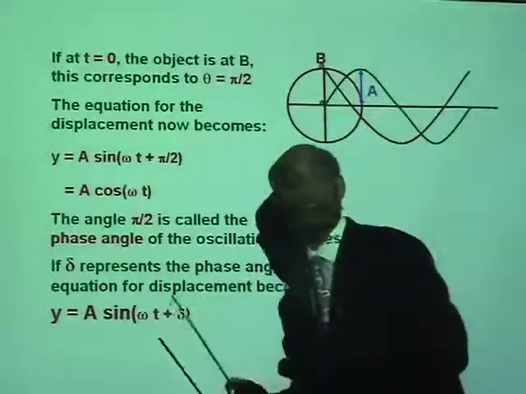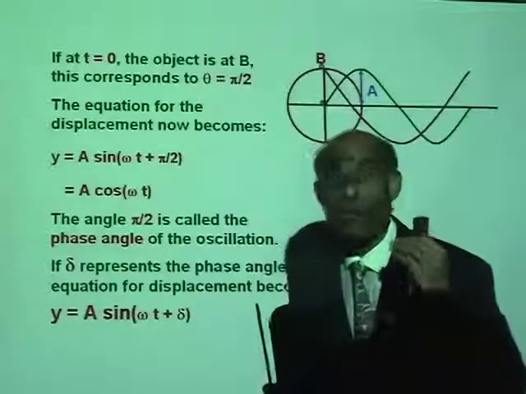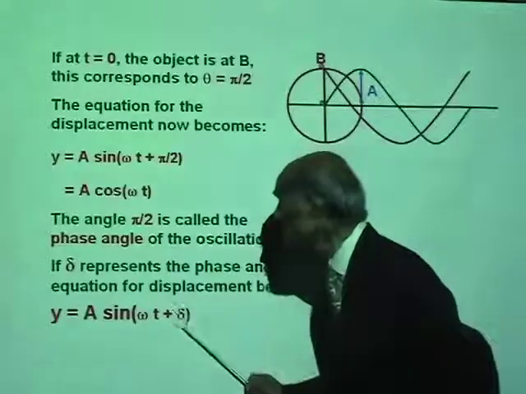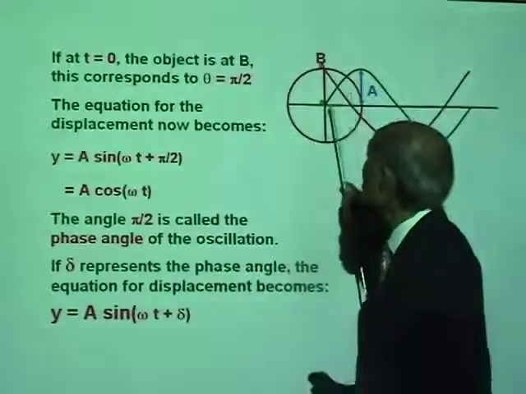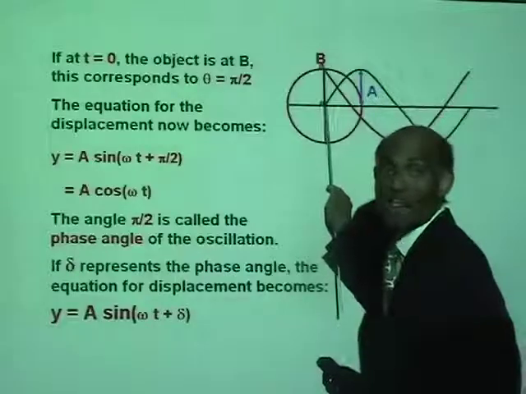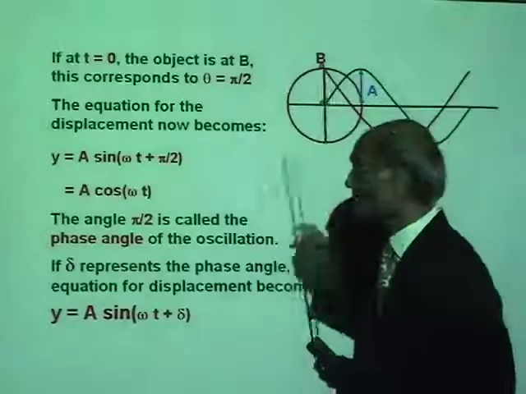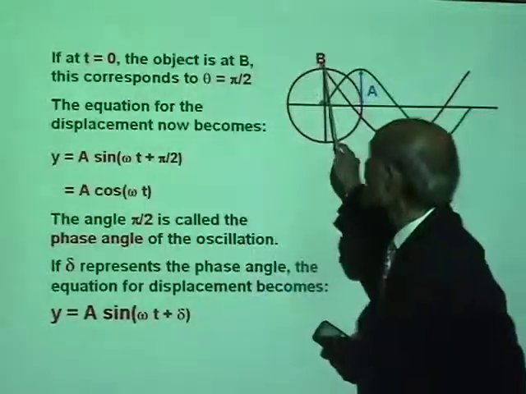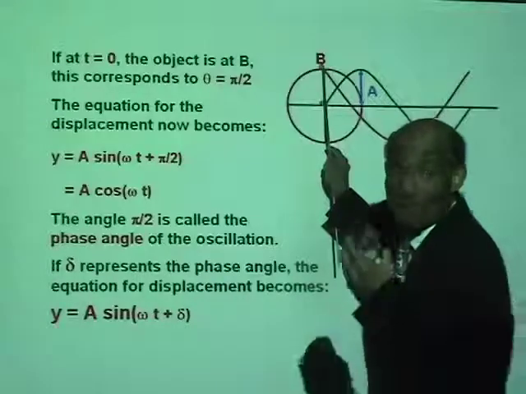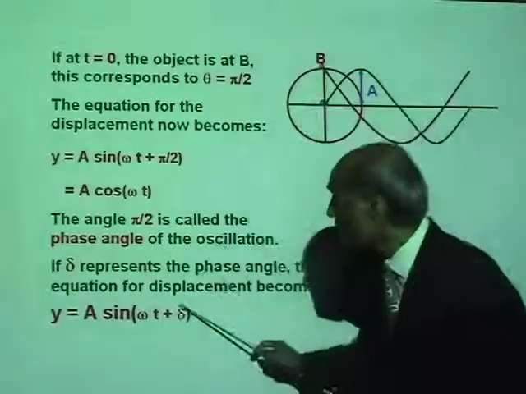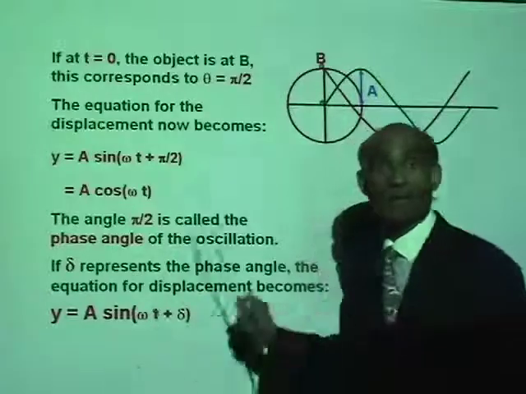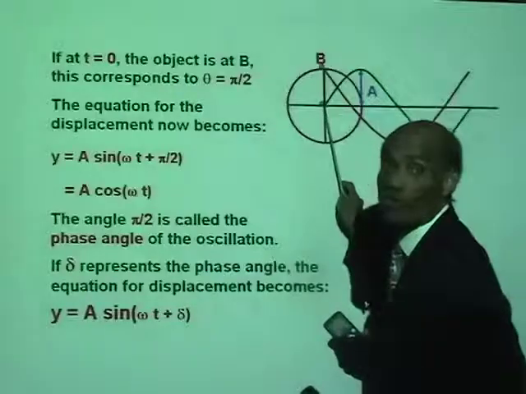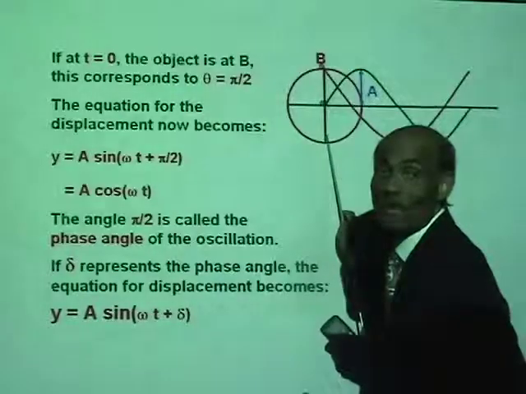This delta, the value of that delta, will tell you where exactly the object is when you start the clock. If delta equals 0, the object is at the origin and is beginning to move up. If delta is pi by 2, when you start the clock, the object is at the upper extreme and is beginning to come down. If this delta is pi, it means the object has actually gone up and come back to the origin and is now beginning to move down.